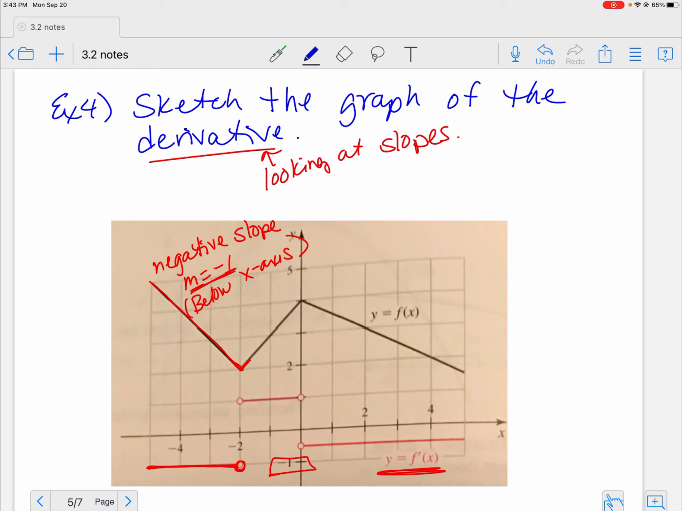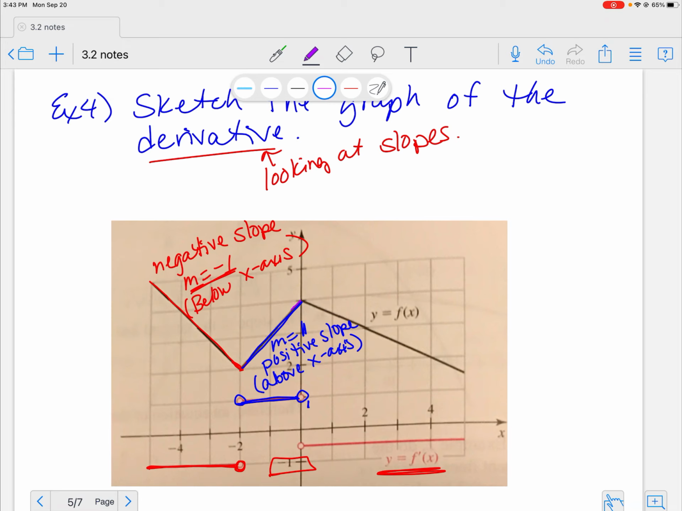Now look at this one. Notice my x values line up. So where this has no derivative to no derivative, I have those circles. However, my slope here is a +1 that I'm looking at, and it's positive. Because this is a positive slope, it's going to be above that x-axis. Positive slope above that x-axis, and it's a slope of 1, and so it's at the value of 1. Right?